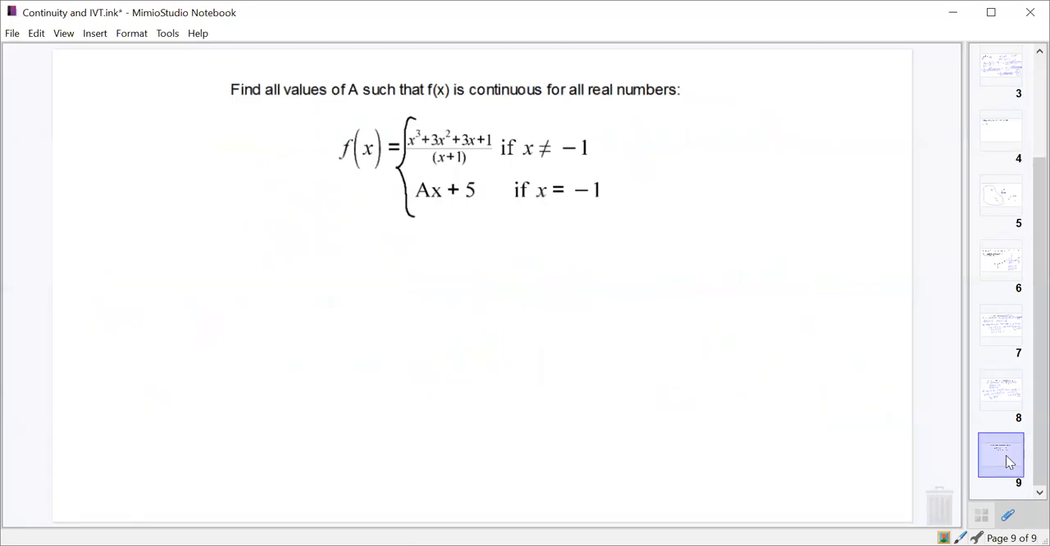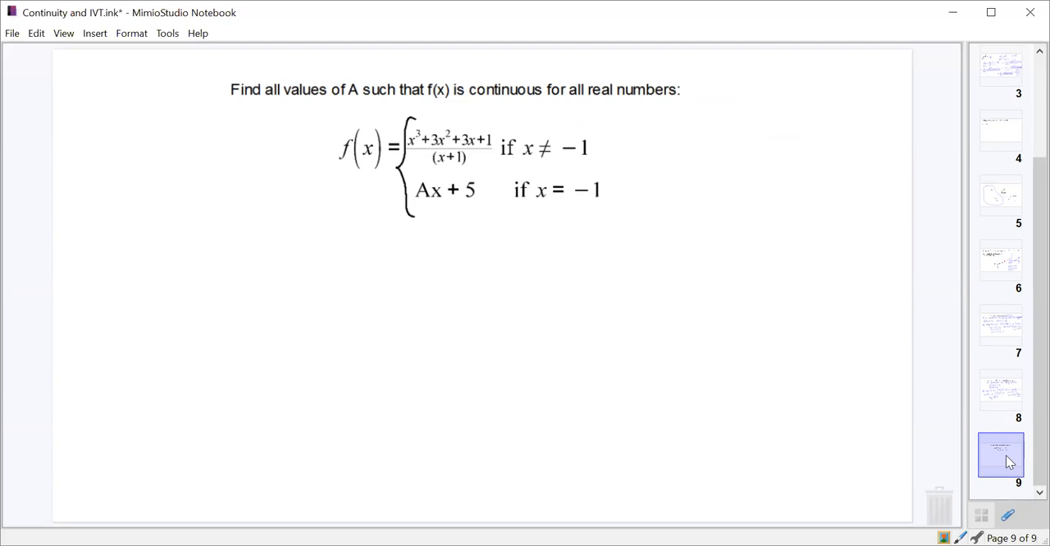Here we go. We want to find all values of A that make this piecewise function continuous for all real numbers. Any thoughts?